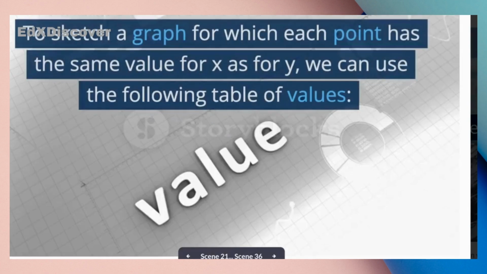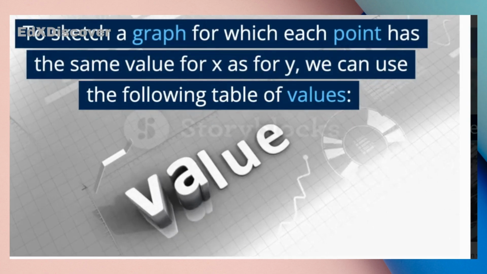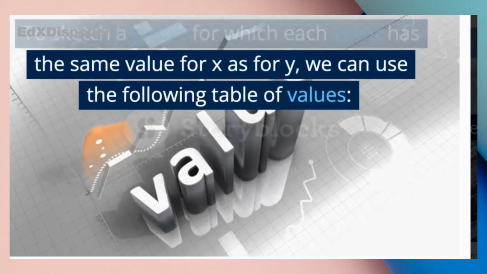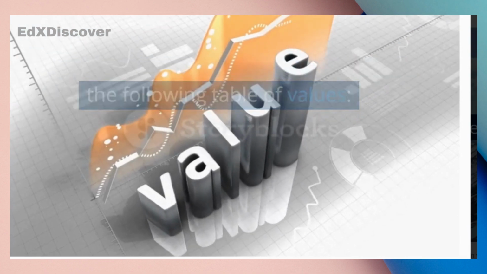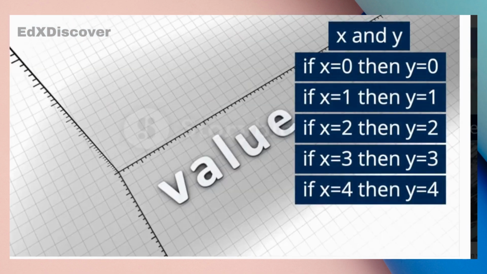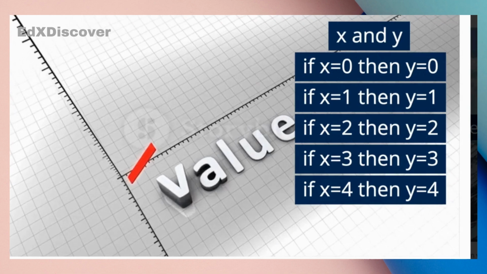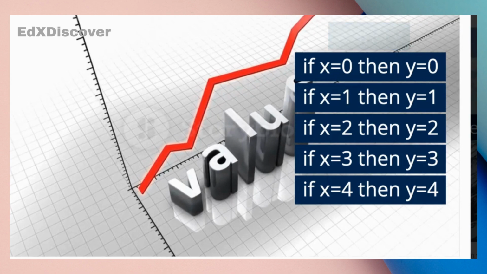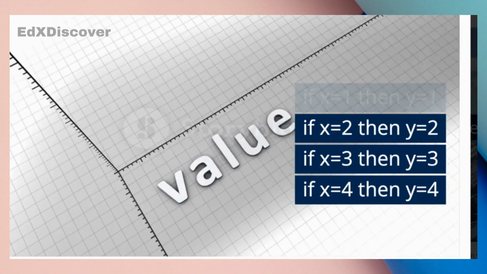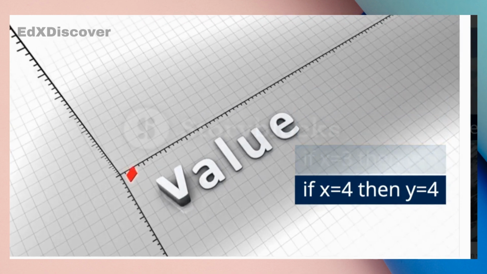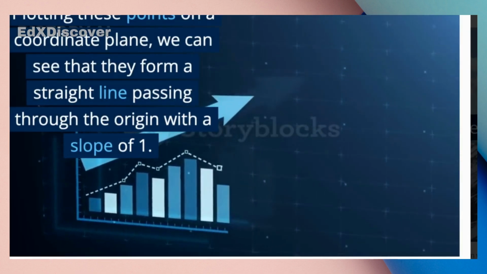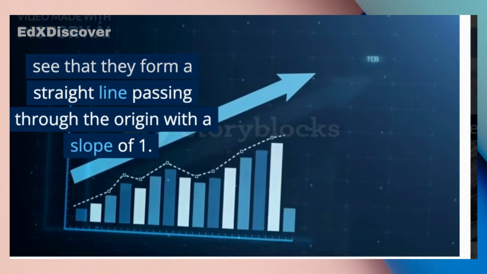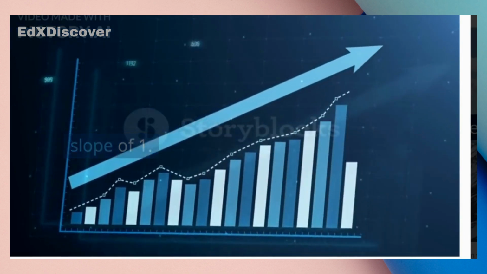Solution: to sketch a graph for which each point has the same value for x as for y, we can use the following table of values. If x equals 0 then y equals 0. If x equals 1 then y equals 1. If x equals 2 then y equals 2. If x equals 3 then y equals 3. If x equals 4 then y equals 4. Plotting these points on a coordinate plane, we can see that they form a straight line passing through the origin with a slope of 1.